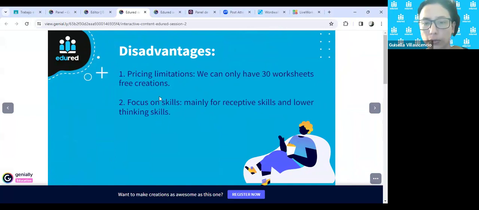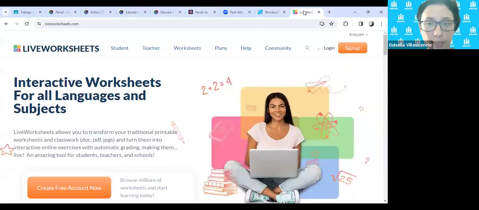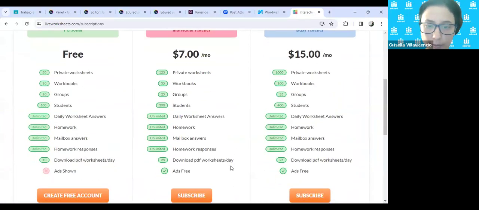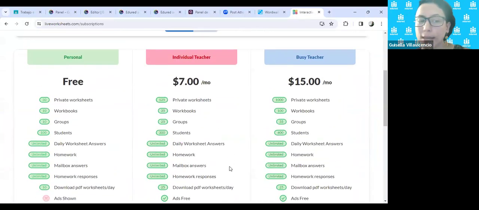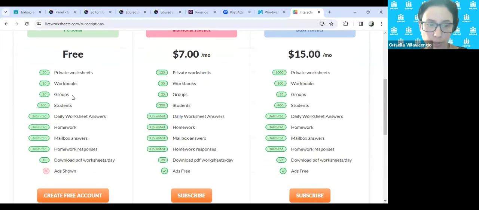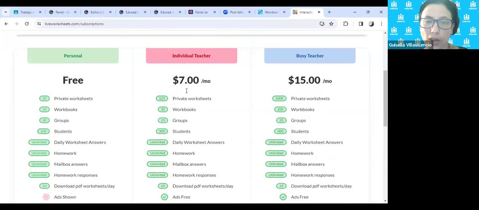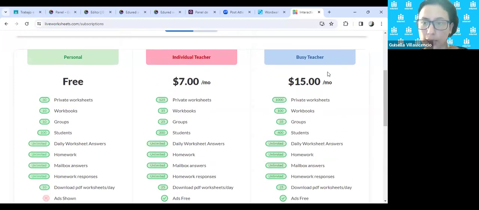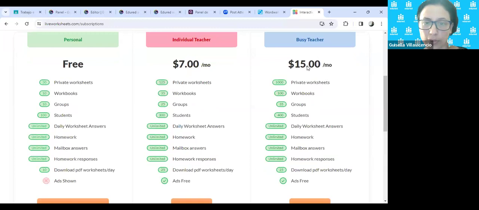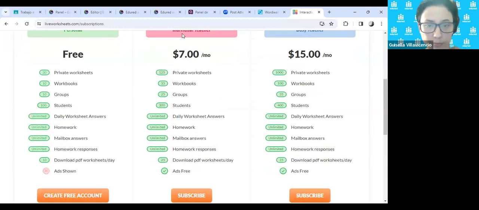Now, live worksheets, this is the website. We can go to plans. And here in plans, we can always see what we have. Free, 30 private worksheets, 10 workbooks, 10 groups, 100 students, not all of this. Free, $7. Then we have to pay for individual teacher or busy teacher plans. We have these plans, right?